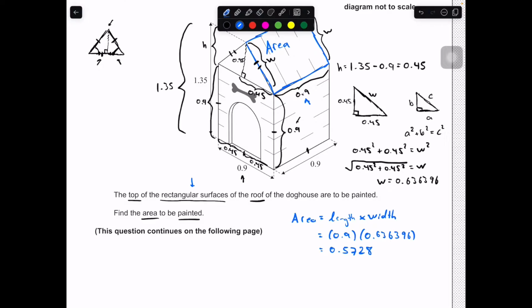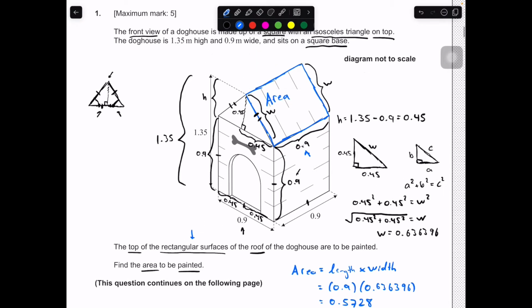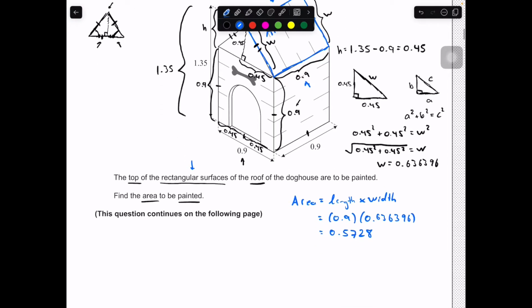And of course that's just one of the faces. There's also one on the other side here. So we're going to multiply that by 2. So let's take 0.5728 and multiply it by 2. So 0.5728 times 2, and this should give us, let's call this total area, a value of 1.15. And then if we wanted to, we could write meters squared.